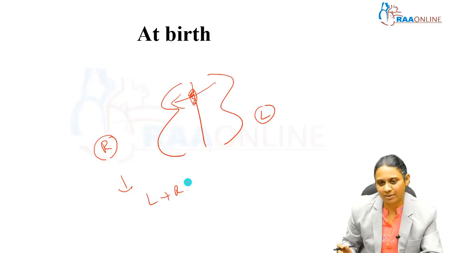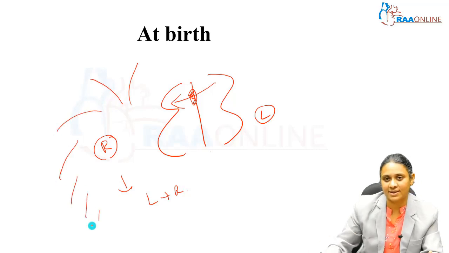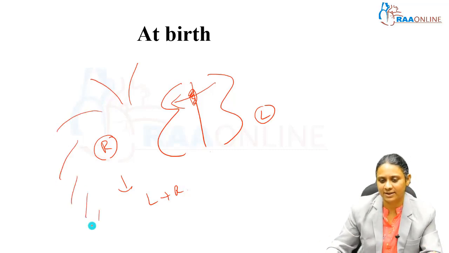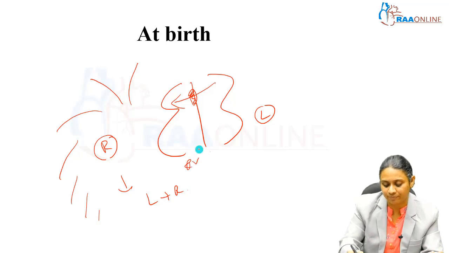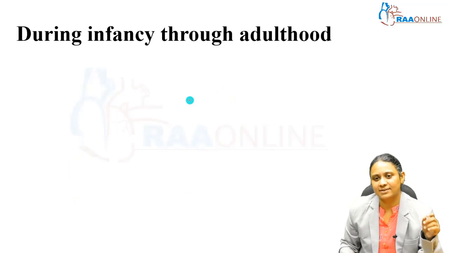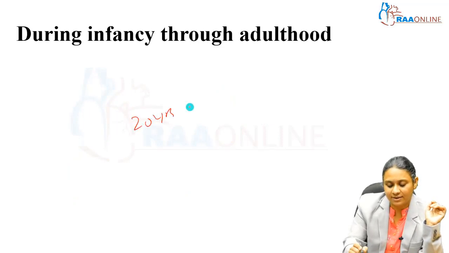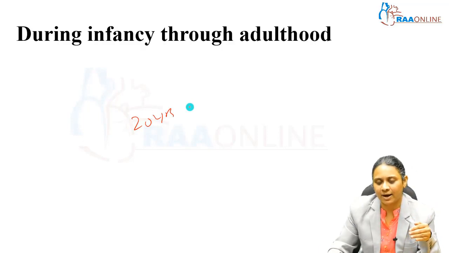What happens when the baby grows? During infancy also the same thing happens. As the pulmonary arterioles progress to grow, that is, their resistance is reducing, RV compliance is very good. So the flow is from the left to the right. What happens during adulthood, at around 20 years of age? This unfortunate event happens predominantly in females.